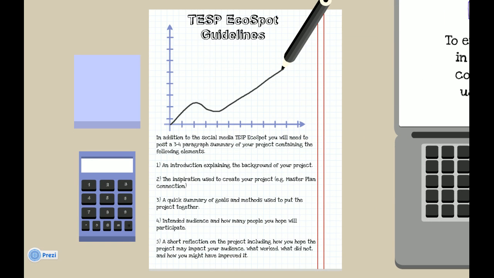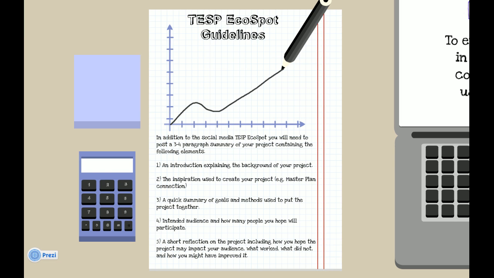Okay, some of the EcoSpot guidelines. In addition to the actual social media EcoSpot, you guys are going to need to post a 3 to 4 paragraph summary of your project that contains these following 5 things. First of all, just an introduction that explains the background of your project, just to familiarize us with what you researched. Second, the inspiration that you used to create your project, was it your master plan or some other connection that you have? Third, a quick summary of the goals and the methods that you used to put the project together.